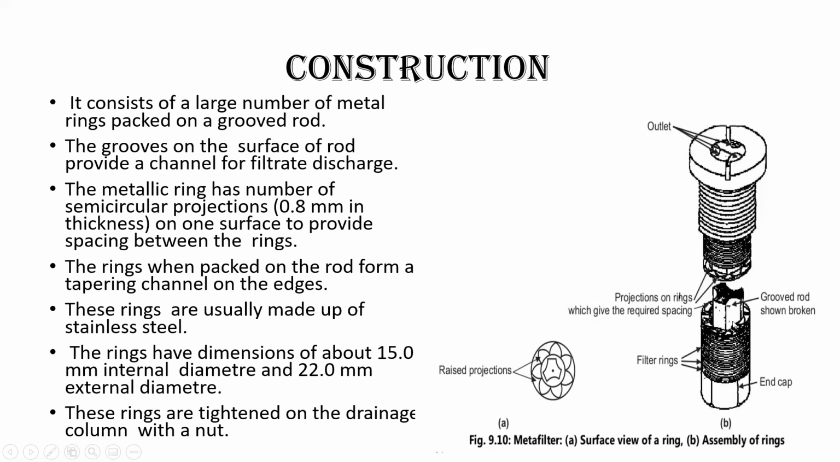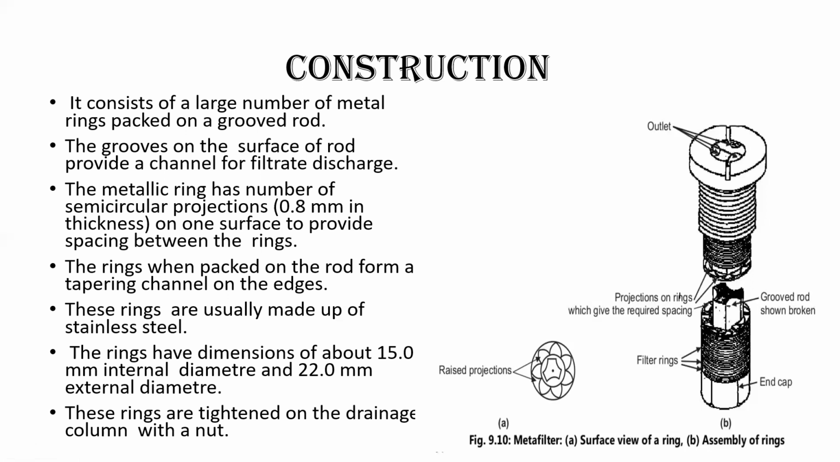These filter rings are usually made of stainless steel. These rings have dimensions of about 50 millimeter internal diameter and 22 millimeter external diameter.